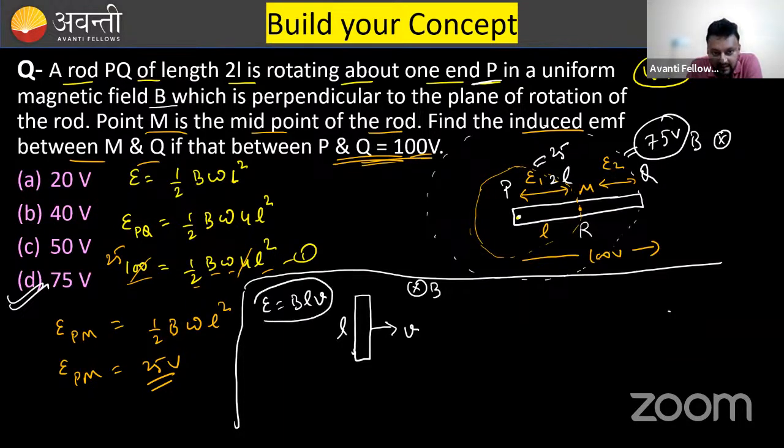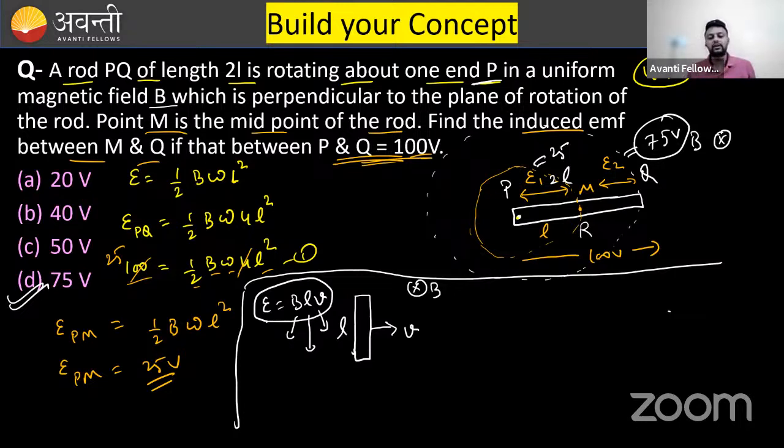Now, the punchline that I want to discuss with you is about motional EMF. In motional EMF, all three quantities, magnetic field B, length of the rod L, and velocity of the rod V, must be perpendicular to each other. If they are not perpendicular to each other, then you have to take the component which is perpendicular. If any two of these are parallel to each other, then the EMF induced will be zero.